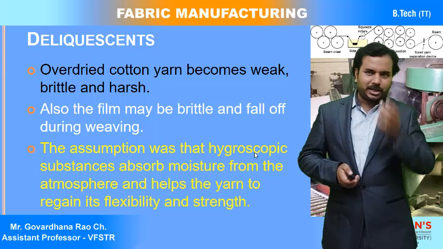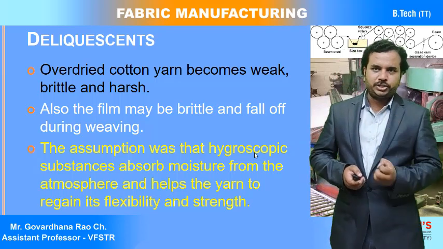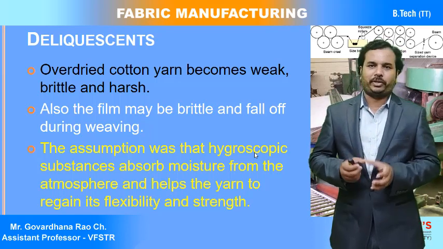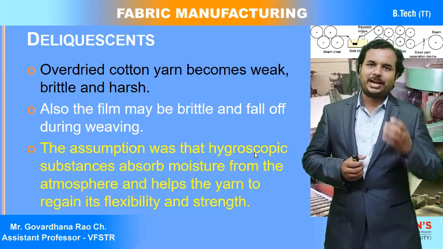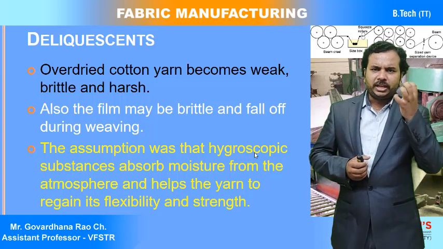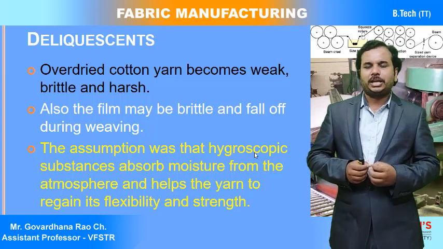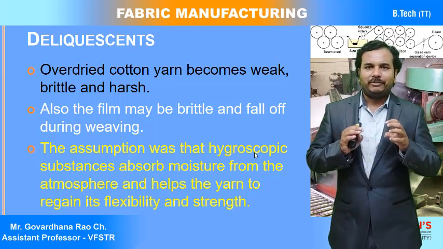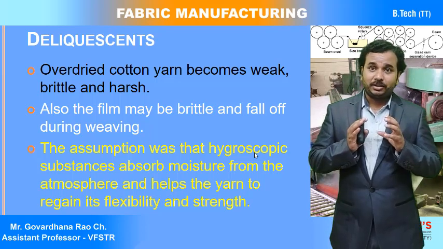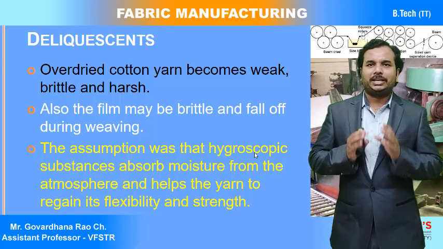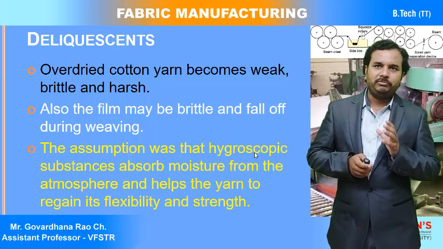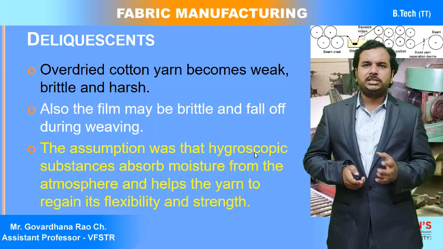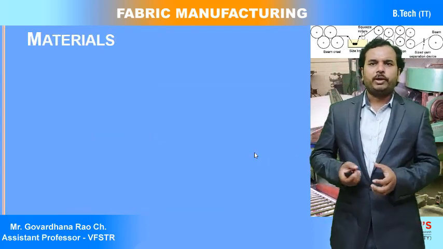The assumption is that hygroscopic substances absorb moisture from the atmosphere and help the yarn regain its flexibility and strength. So deliquescents act on that assumption: the hygroscopic substances absorb moisture from the atmosphere, which gives the yarn moisture and flexibility, so that the tensile property can be controlled and the yarn does not become weak. This is an assumption only. In most cases these deliquescents are used to avoid all these problems.